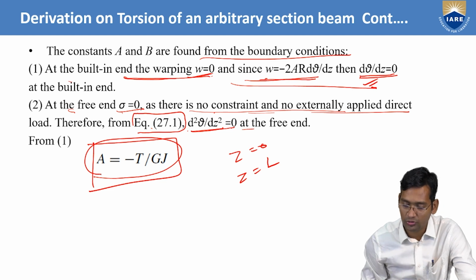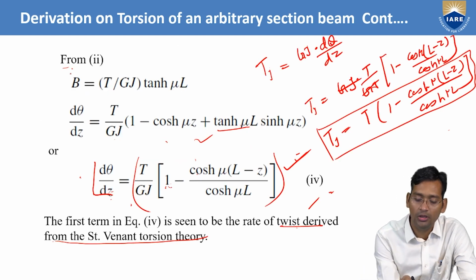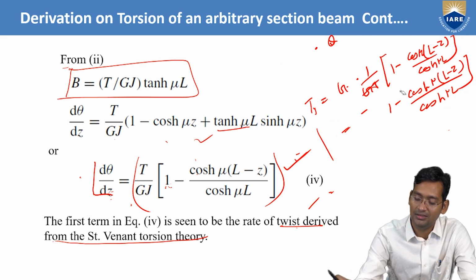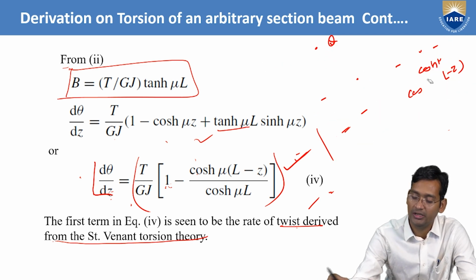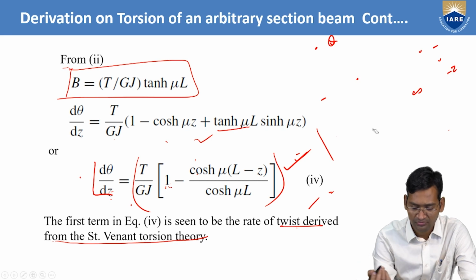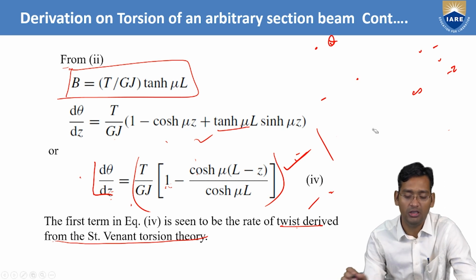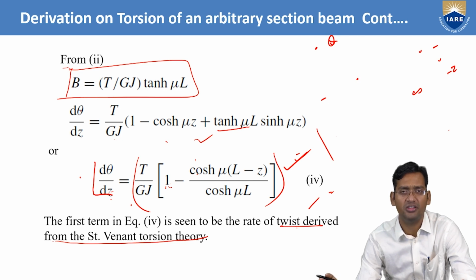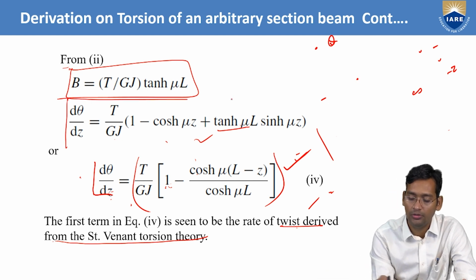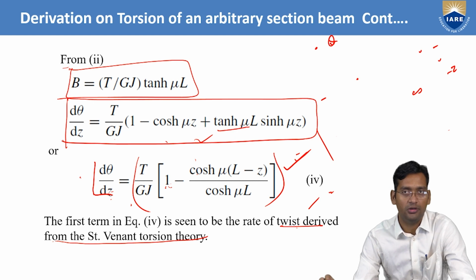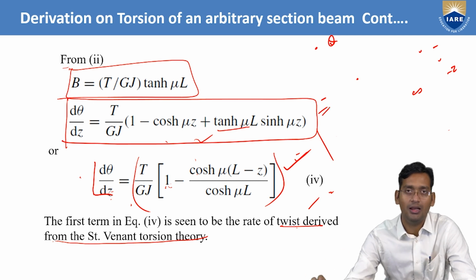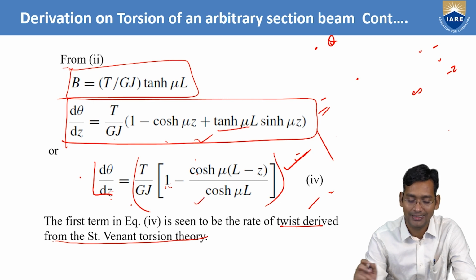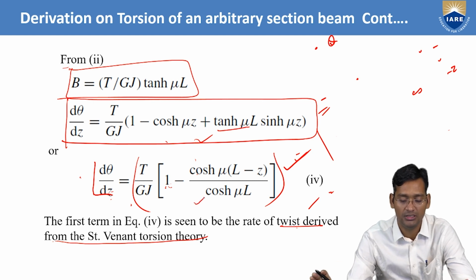Now just substitute and take the second boundary condition, we will get the value of B, that is B equals (T/GJ) into tanh μL. After getting the values of A and B, substitute into the dθ/dz equation, just replacing A and B. So this will be the dθ/dz, that is the final answer for the rate of twist. This you can further simplify and write in terms of this.